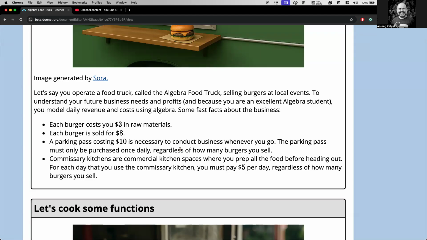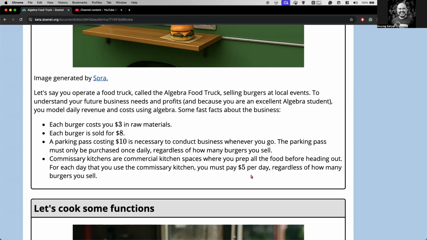0. Do you still have to pay the parking pass? Yes, you still have to pay the $10. The commissary kitchen is where you do all your prep because there's not enough room on the food truck itself. So you go hire a commercial space. And because the owner's nice, they only make you pay $5 a day.